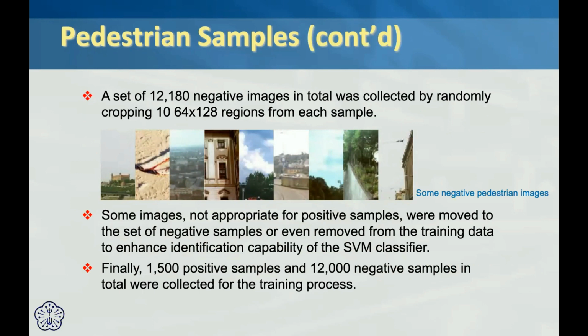So in order to get the same size of negative images to cope with the positive images, we collected more than 12,000 negative images in total by randomly cropping those negative images from each sample. And so finally, we got 1,500 positive samples and 12,000 negative samples. Those samples were used for the training process.